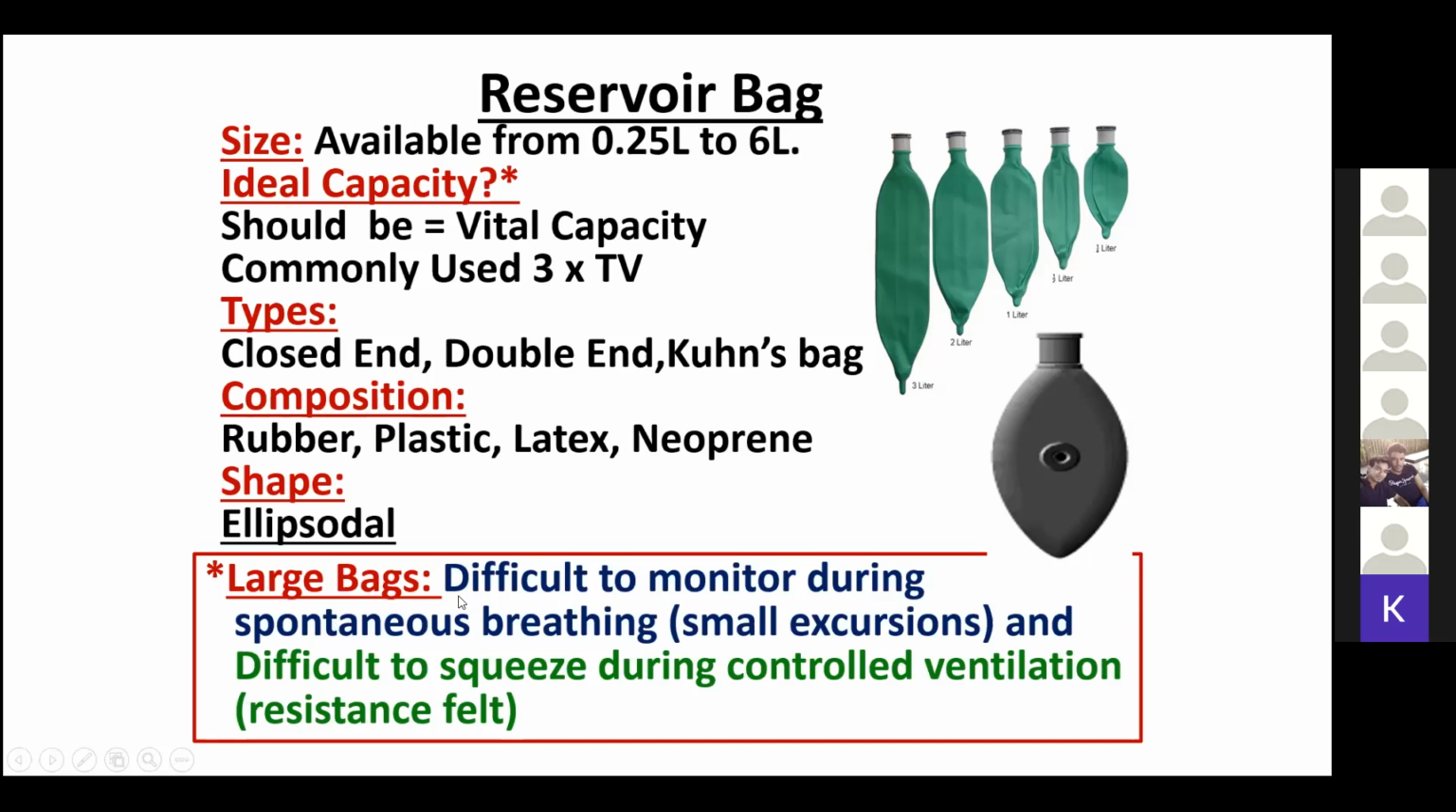A large bag is difficult to monitor during spontaneous breathing because excursions are small. And it is difficult to squeeze during controlled ventilation because you will hardly get a satisfaction of squeezing the bag. There will be a lot of resistance if you are using a larger capacity bag. So ideal is vital, but we use 3 times the tidal volume and we are comfortable with that. Types, it may be closed and double and Coons bag. Composition, it may be rubber, plastic, latex or neoprene, but the shape is always ellipsoidal.